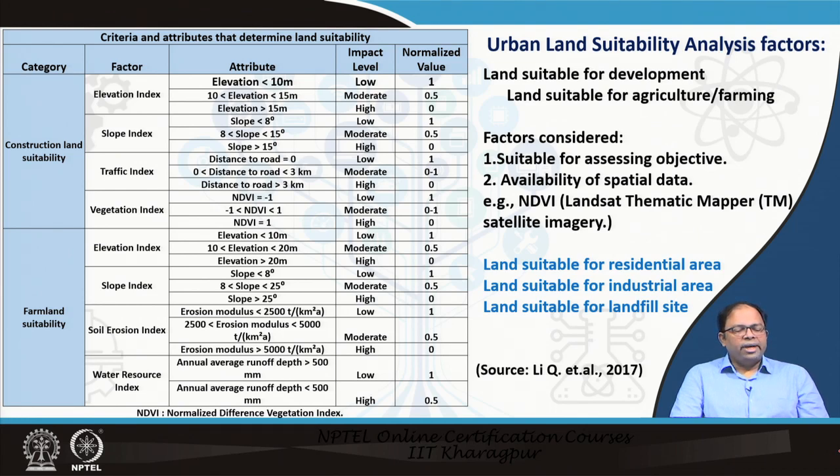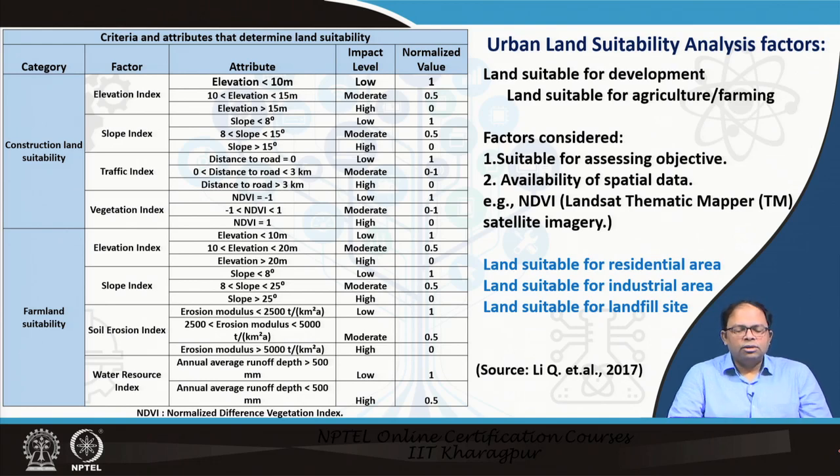And then for traffic index, there could be different sub-factors within traffic index. I could have talked about congestion, I could have talked about accessibility, I could have talked about many other factors. But here they have taken distance to road, which is 0, that is the least impact, and then 0 to 3 kilometers, and then distance to road greater than 3 kilometers. So that has got a high impact. So further away is actually bad in that sense.